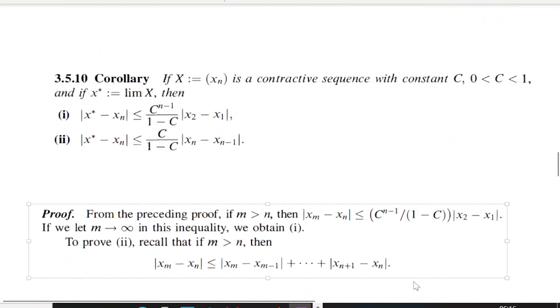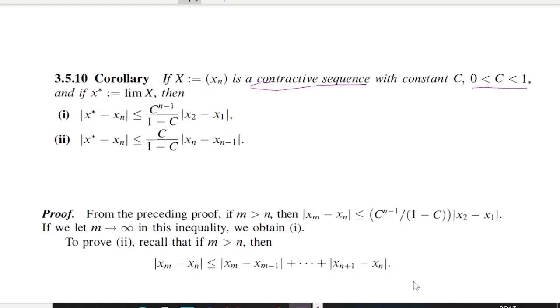If x equal to (xn) is a contractive sequence, so given that our xn is a contractive sequence with a constant c, with the value of c lying between 0 and 1, and x star is the limit of x, then modulus of x star minus xn is less than or equal to c raised to n minus 1 by 1 minus c into modulus of x2 minus x1. So this is the first thing. So we will prove this.